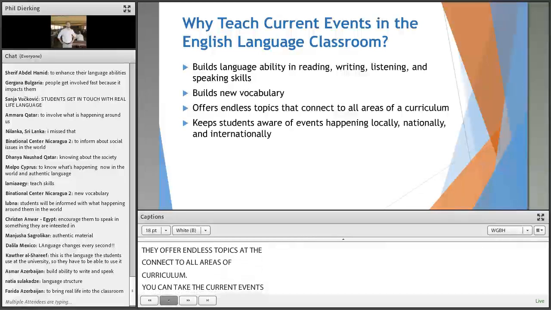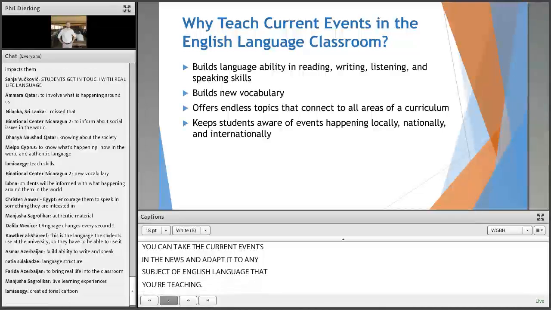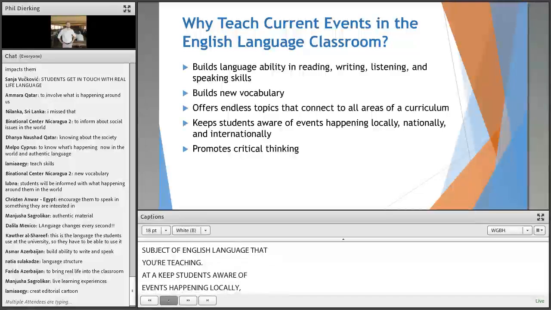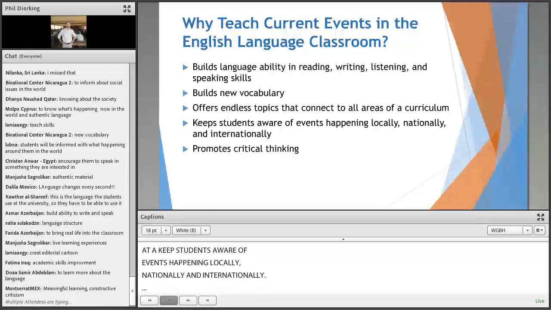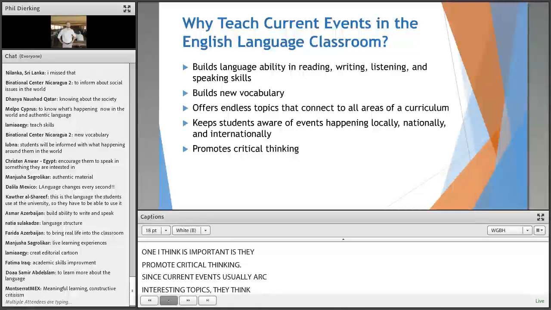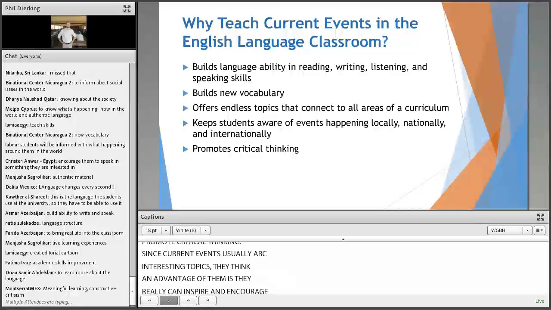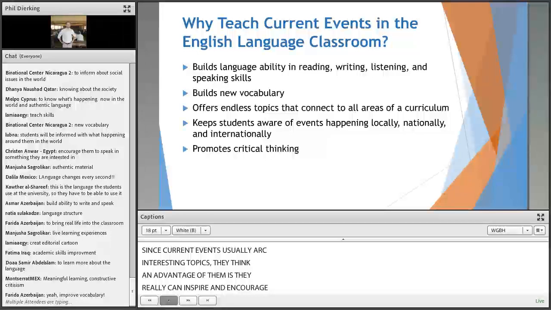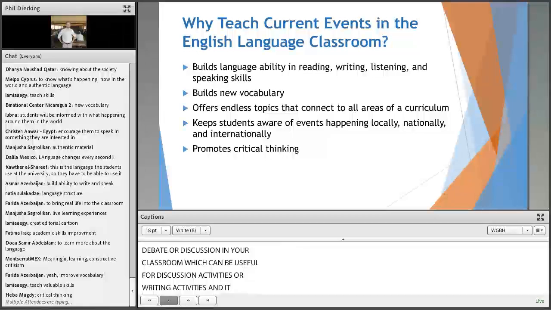They keep students aware of events happening locally, nationally, and internationally. And one that I think is important is they promote critical thinking. Since current events usually are interesting topics, I think an advantage of them is that they really can inspire and encourage debate or discussion in your classes, which can be very useful for discussion activities or writing activities, and it requires students to express what they think and how they feel in English.